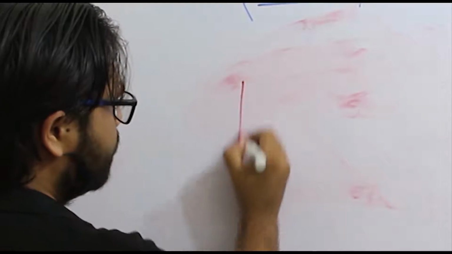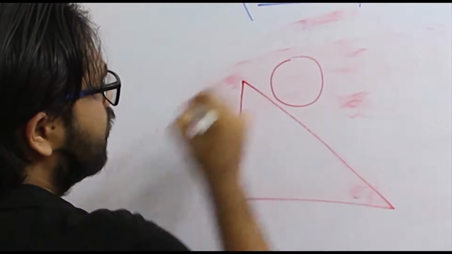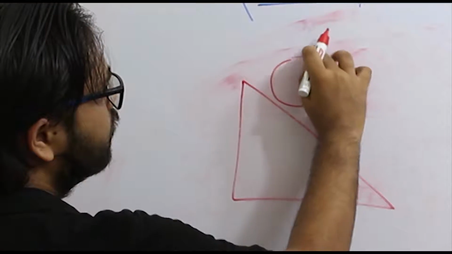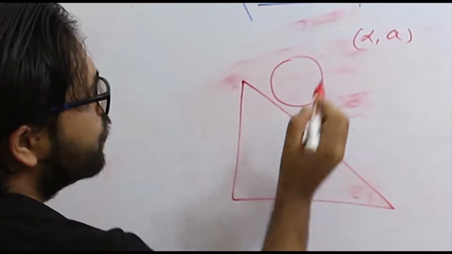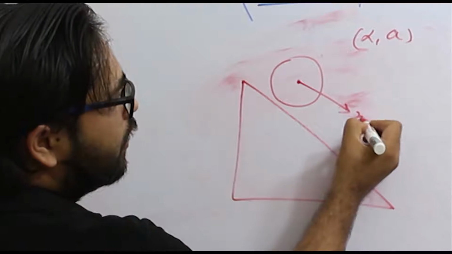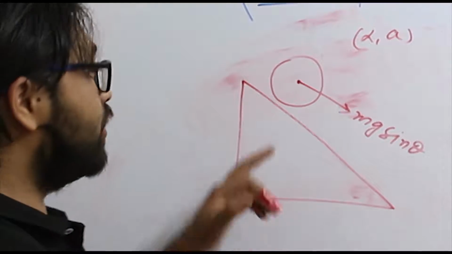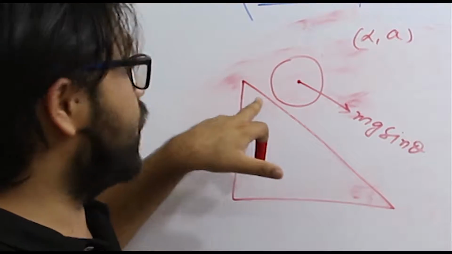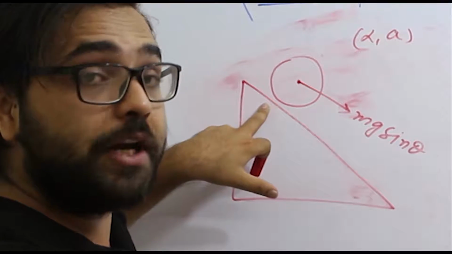Okay, so for this rolling object, we have to find its alpha and its acceleration A. And here, an mg sine theta force will be acting on it, alright? And if this is rolling without slipping, what is the thing that we need to remember here?